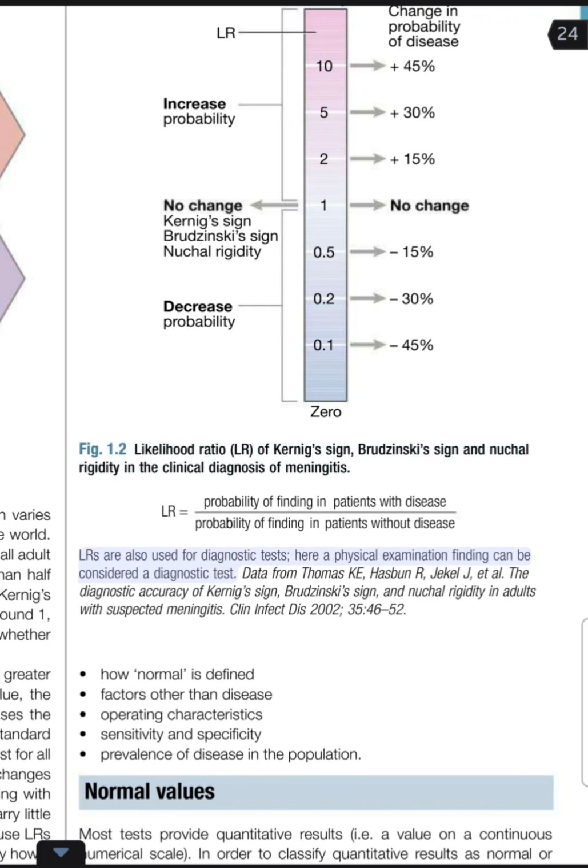LRs are also used for diagnostic tests. Here a physical examination finding can be considered a diagnostic test. Data from Thomas K., Hasbun R., Jekel J., et al. The diagnostic accuracy of Kernig's sign, Brudzinski's sign, and nuchal rigidity in adults with suspected meningitis. Clin Infect Dis 2002, 35, 46-52. LR equals probability of finding in patients with disease over probability of finding in patients without disease.